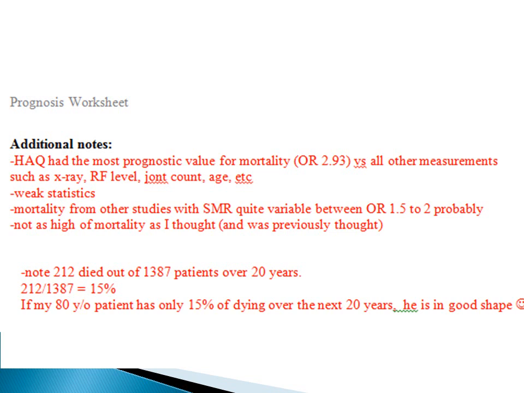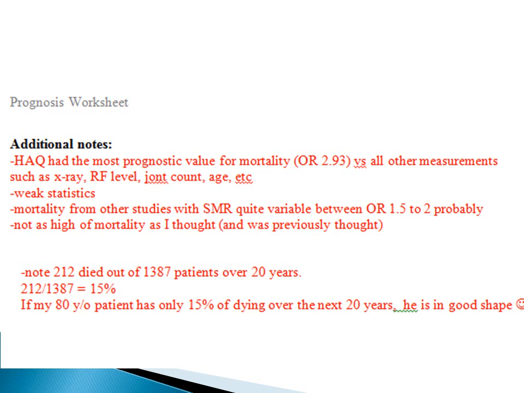And this was much higher than all the other measurements that they did, including X-rays, rheumatoid factor level, joint involvement, age, and other things that they looked at to try to get prognostic indicators in rheumatoid arthritis. The statistics were weak. The mortality, again, from other studies was quite variable overall, from 1.5 to 2, like I said. And so that discovery was that for me, that it wasn't as high of a mortality that I had previously thought, and that had been previously taught to us from previous studies.